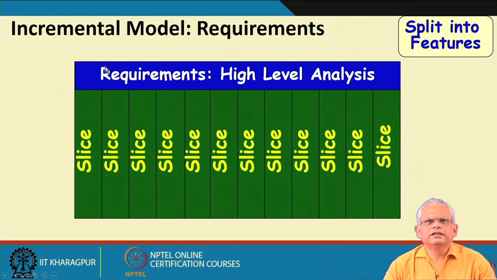As you can see, in the incremental model, the requirements are collected upfront. These are split into small increments or slices. The similarity here with the waterfall model is that the requirements are collected upfront, but the difference is that for each of these increments, customer feedback is taken and these change.